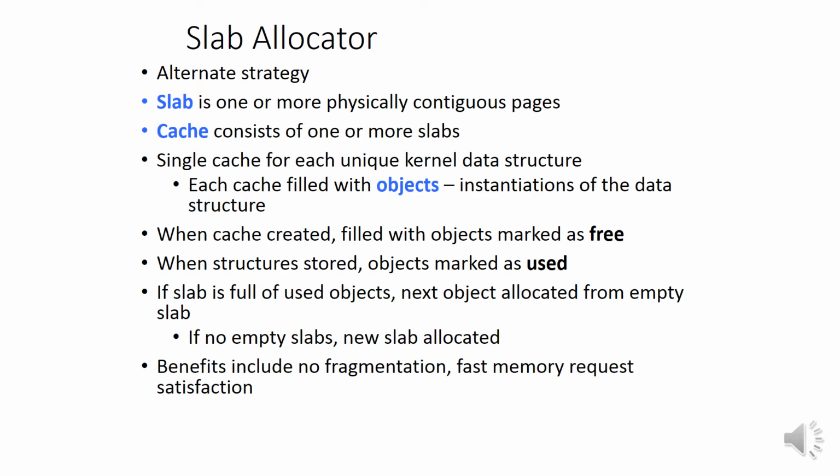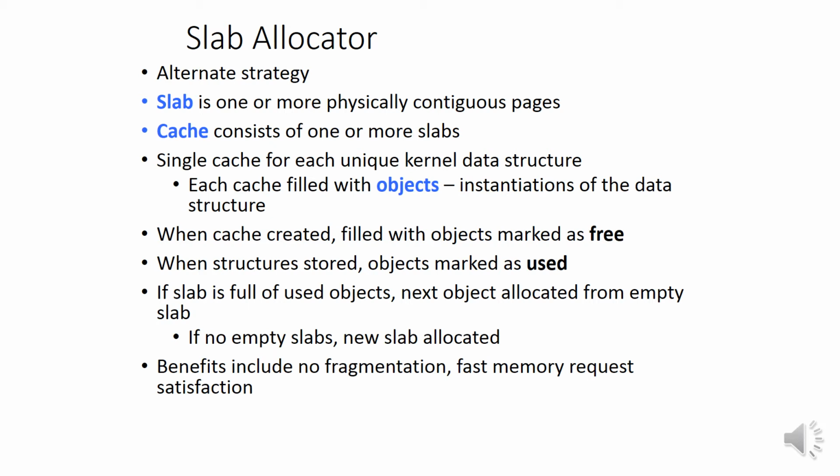Slab allocator is an alternative strategy. A slab is one or more physically contiguous pages. A cache is the fastest, smallest memory holding recently used items, faster compared to main memory. A cache consists of one or more slabs, with a single cache for each unique kernel data structure. Each cache is filled with objects, which are instantiations of the data structure.